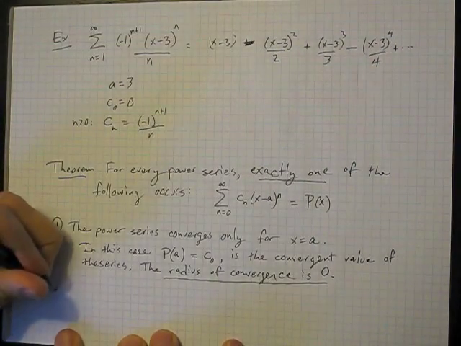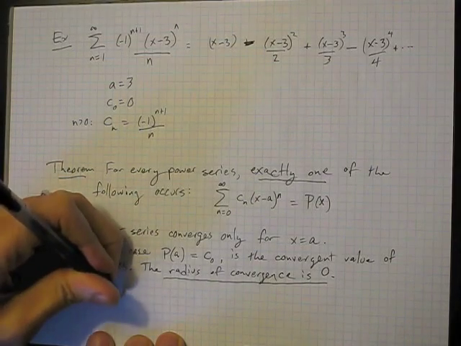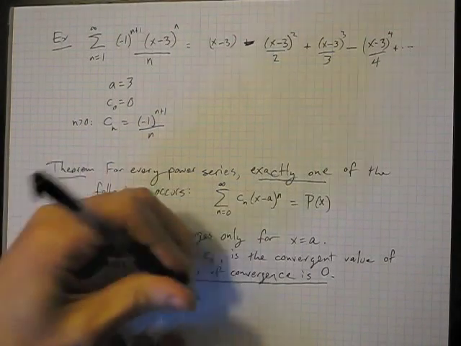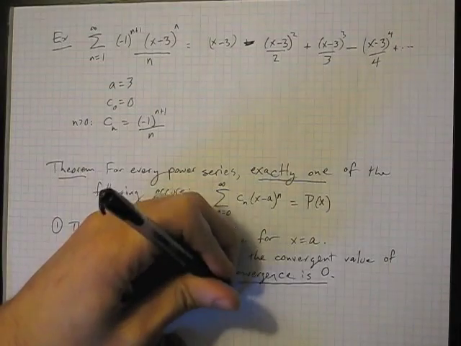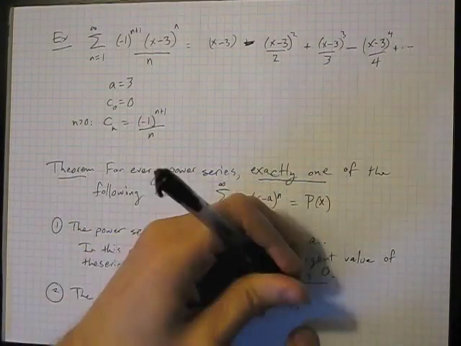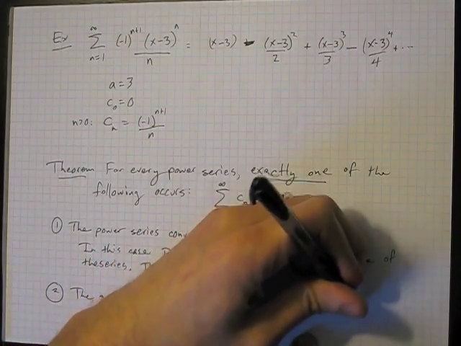Okay, 2, the series converges for all x values. And in this case we say the radius of convergence is infinity.